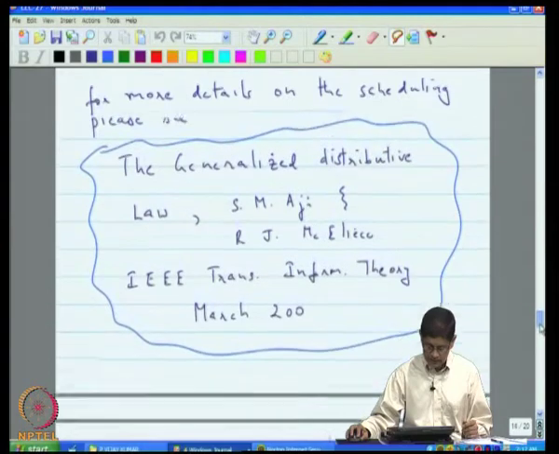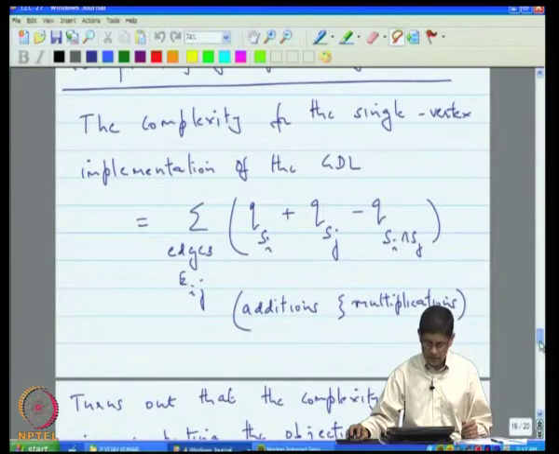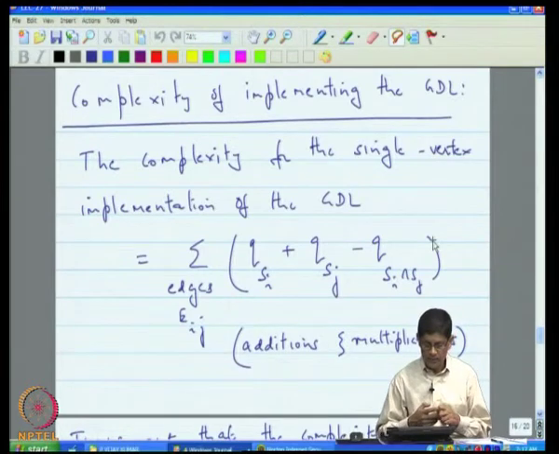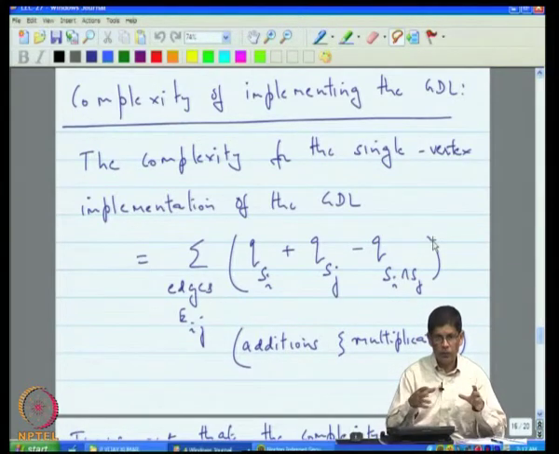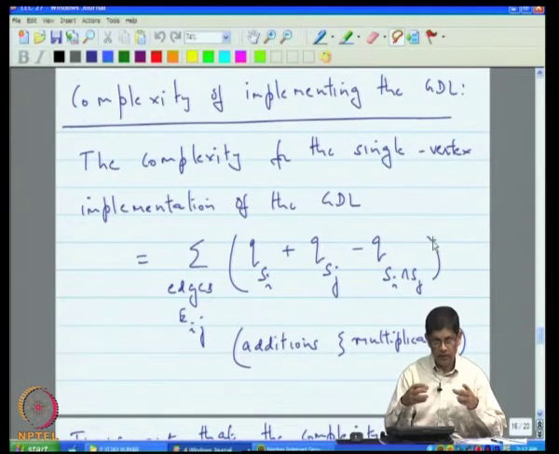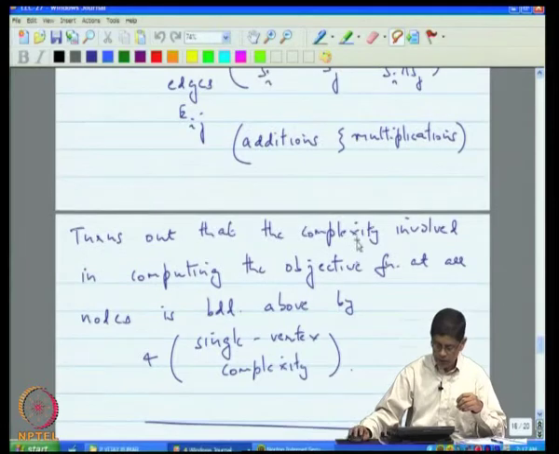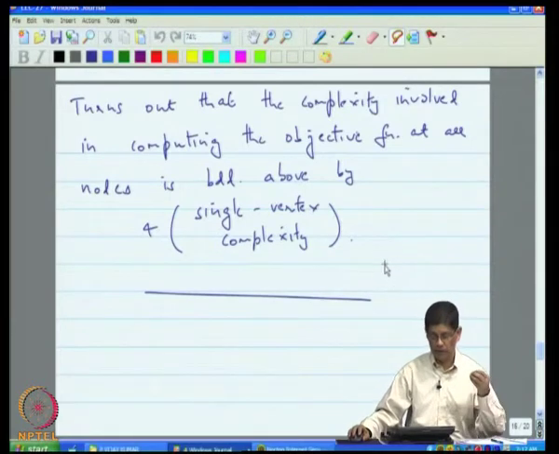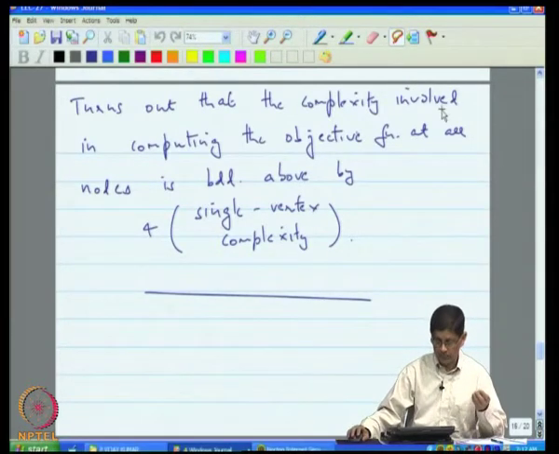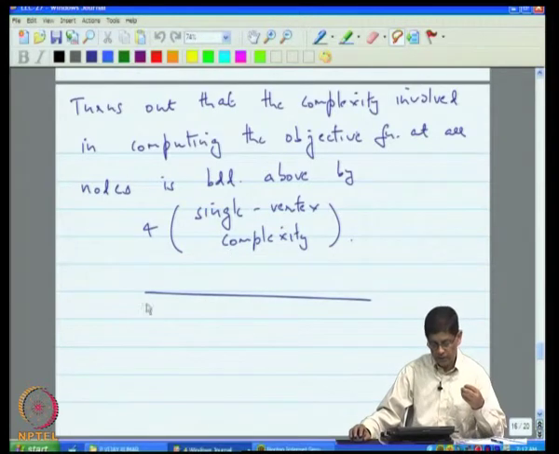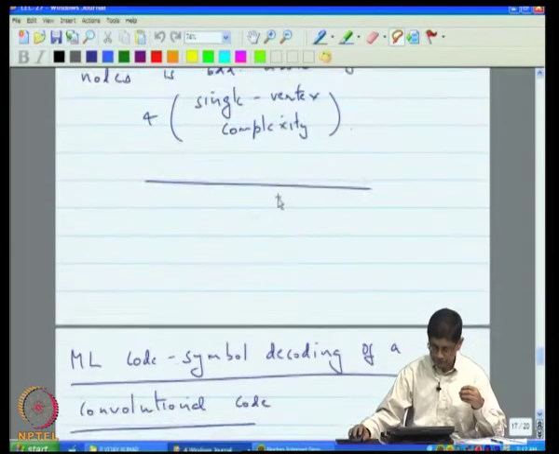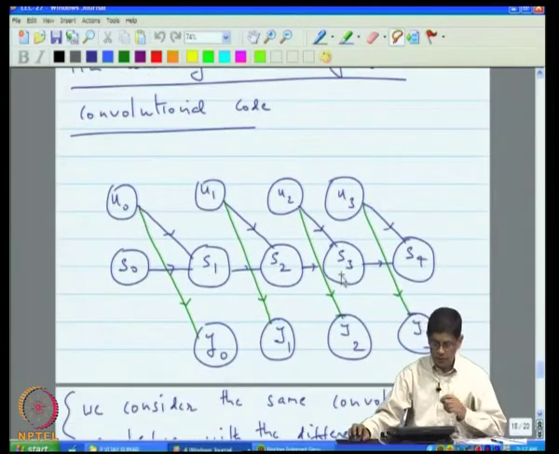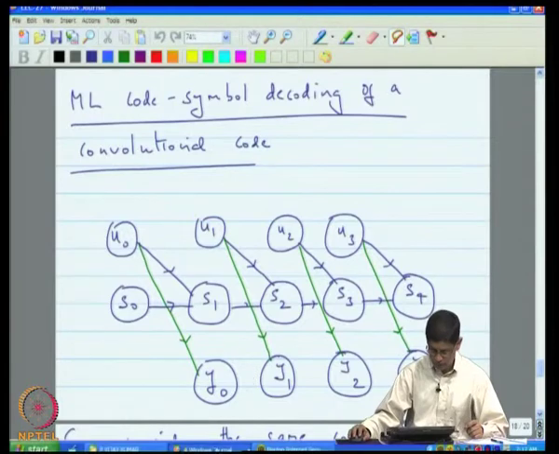Then towards the end of the last lecture I started talking about the complexity of implementing the GDL, and I gave you a reference. You can show that the complexity of implementing the single vertex version, that is of implementing the GDL when you want to compute the objective function at a single node, is given by this expression. For the case when you want to compute the objective function at multiple nodes, it is more complicated, but on the other hand the good news is that you can upper bound this by just 4 times the single vertex complexity. Then we turned our attention to maximum likelihood decoding of a convolutional code, but we will go through this again today.